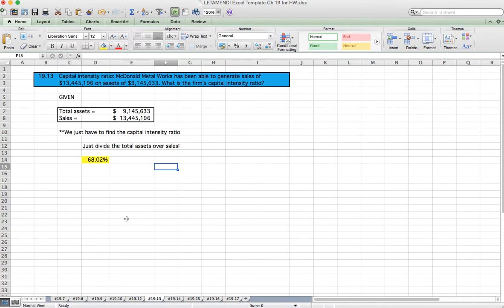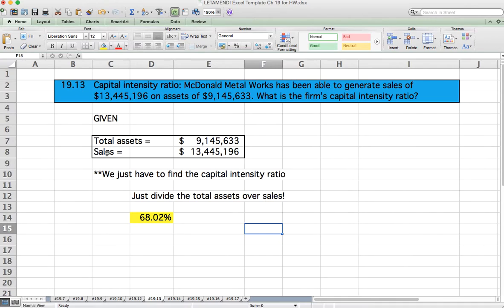All right. So skipping forward, 19.13, capital intensity ratio. McDonald Metalworks has been able to generate sales of $13,445,196 on assets of $9,145,633. What is the firm's capital intensity ratio? So given the total assets from above, the sales from above, all we have to do is just find the capital intensity ratio, and all you do is just divide the total assets over sales. That's it.